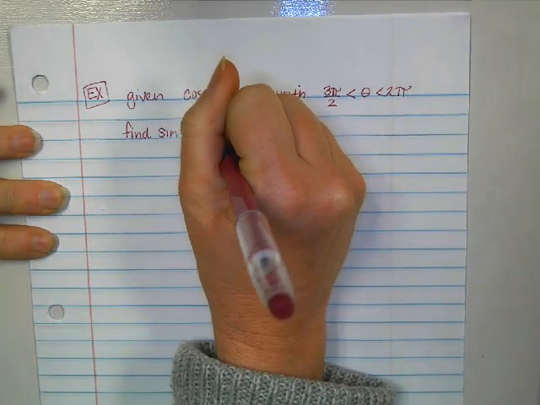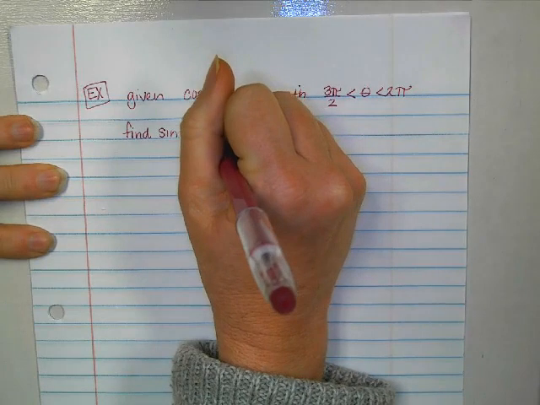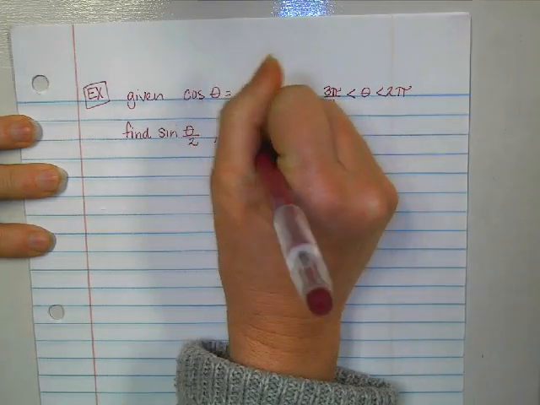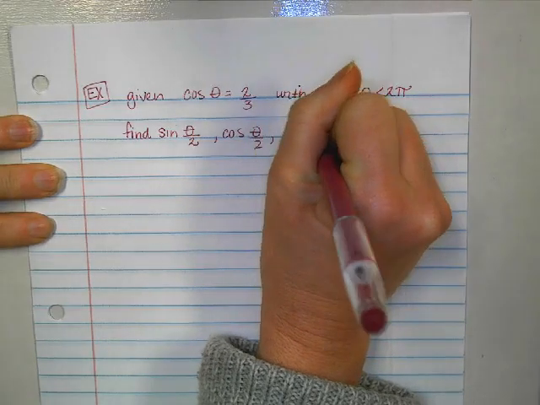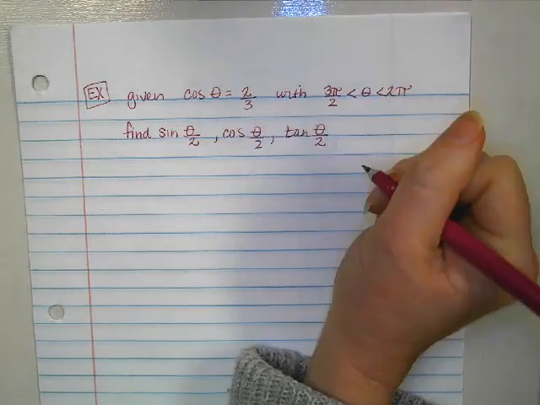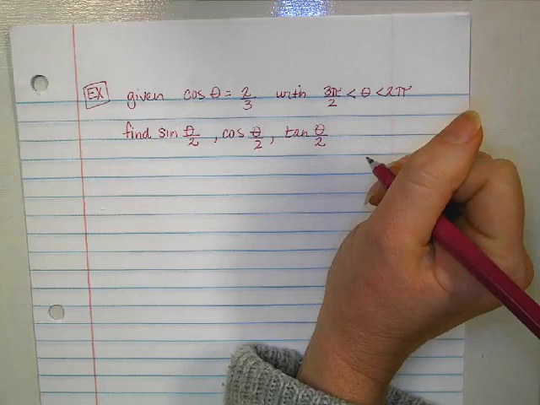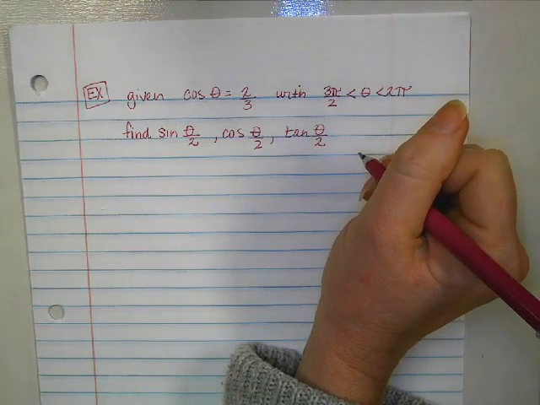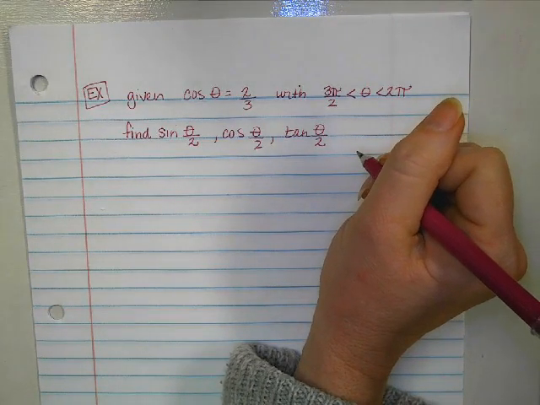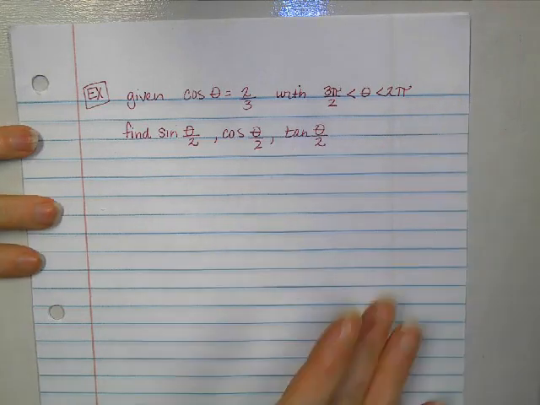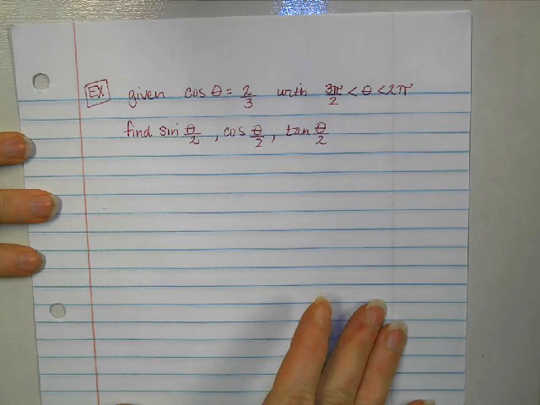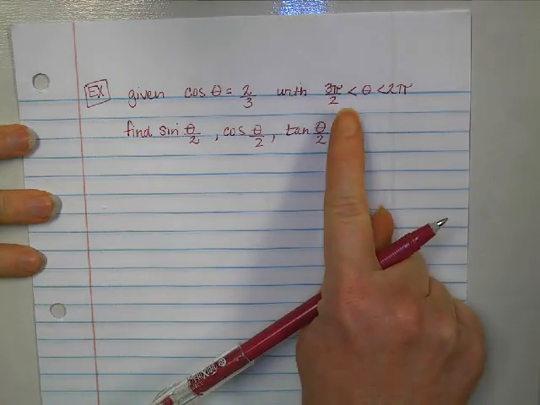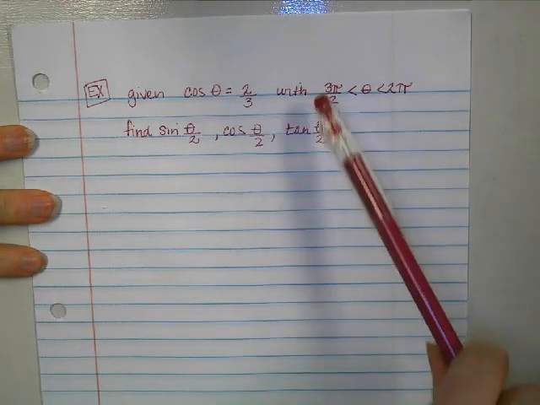sine of theta over 2, cosine of theta over 2, and tangent of theta over 2. Okay, so first of all, we need to figure out what quadrant we're in. So it's between 3 pi over 2 and 2 pi.